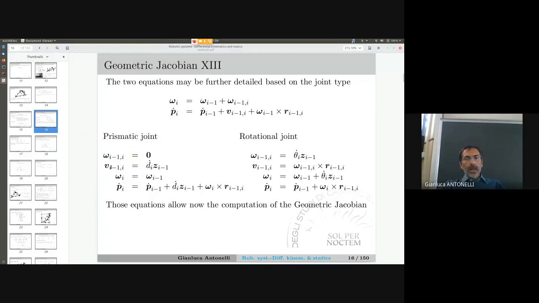Now, dual benefit of the Denavit-Hartenberg convention. The linear velocity of the origin of frame I with respect to I minus one is aligned with Z, and the amplitude is the velocity of the prismatic joint. This is the dual of this one. The linear velocity, well, it's always the linear velocity of the head of the disk, a cross vector. So now I can rewrite those two equations for rotational and for prismatic joints. I do have the instrument to build the geometric Jacobian, and this is something that we will do tomorrow morning.